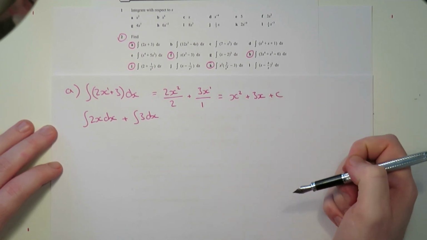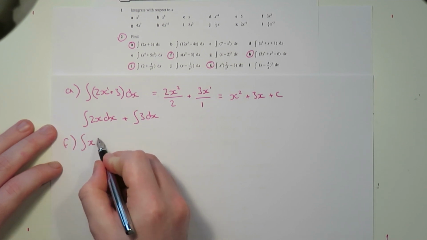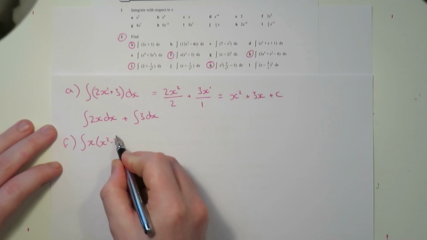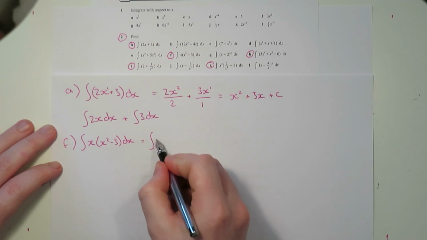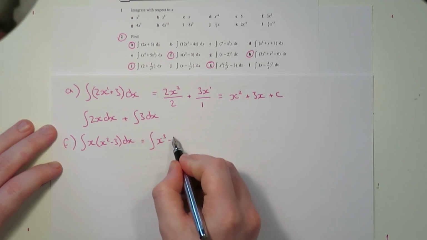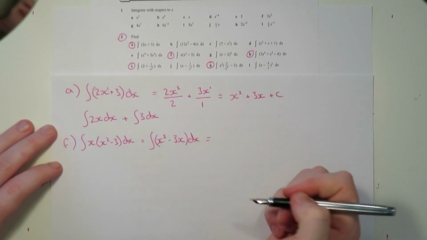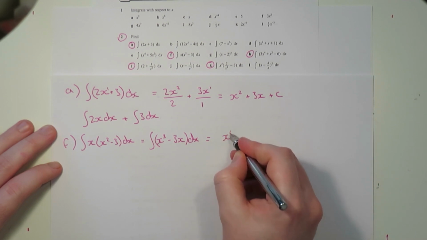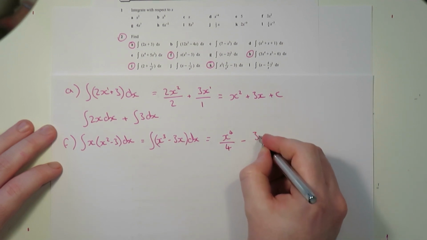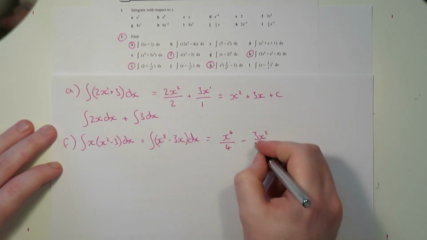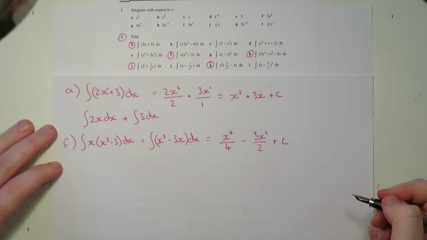It's quite important, that. Question F is the integral of x(x squared minus 3) dx. So here you want to multiply out this bracket first, and you want to say that's the integral of x cubed minus 3x dx. So that will be x to the power 4, increase the power by 1, divide by the new power. The next one will be 3x squared, because we increase the power by 1, divide by the new power. Don't forget the plus c. And there we go. That's question F.